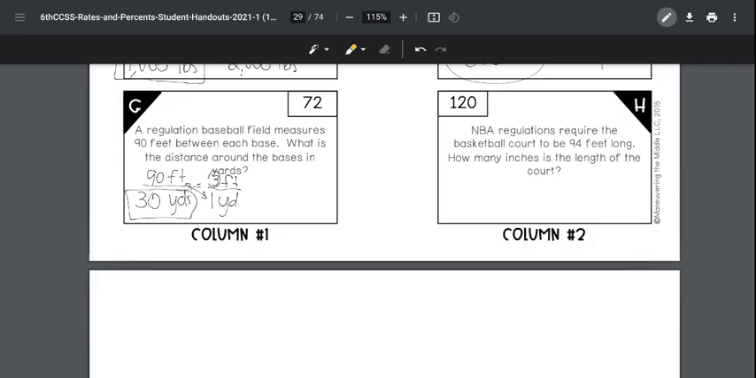Last one. NBA regulations require the basketball court to be 94 feet long. And we want to know how many inches is the length of the court. So if I have 1 foot, I know that's 12 inches. So cross multiply and divide by 1. 12 times 94 equals 1,128 inches for the length of our basketball court.